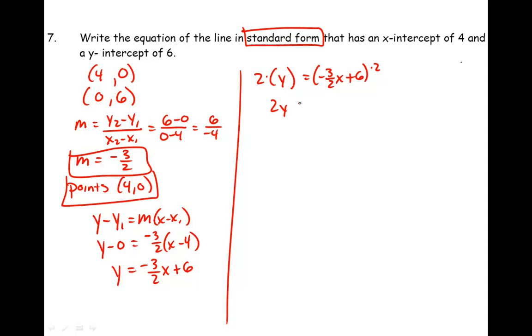So I get 2y is equal to, when I distribute in the 2 on the right side, I get negative 3x plus 12. Then I would add 3x to both sides.